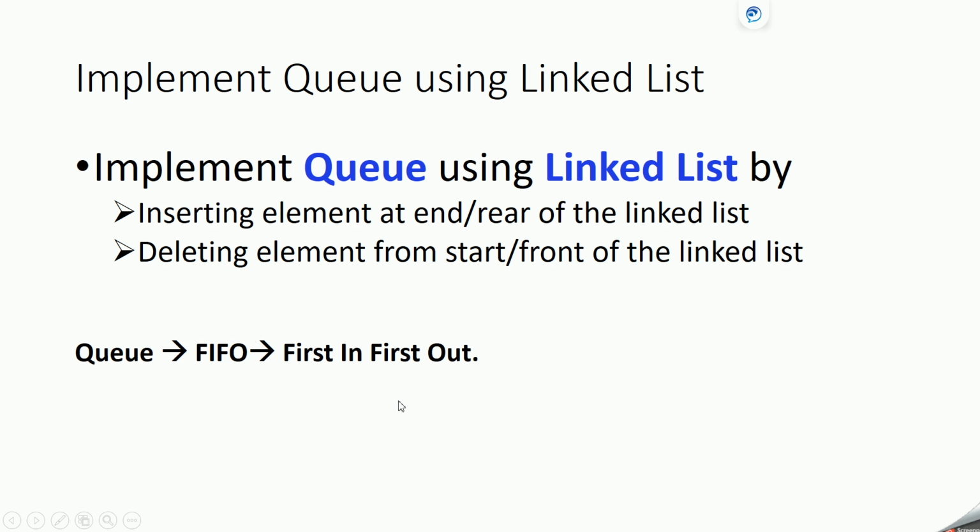So we know queue is a first in first out data structure. That is, the element that is added first has to be processed first. So what we have to do is mimic this behavior using the operations on linked list. Okay, so now let's see how we can implement queue using linked list.